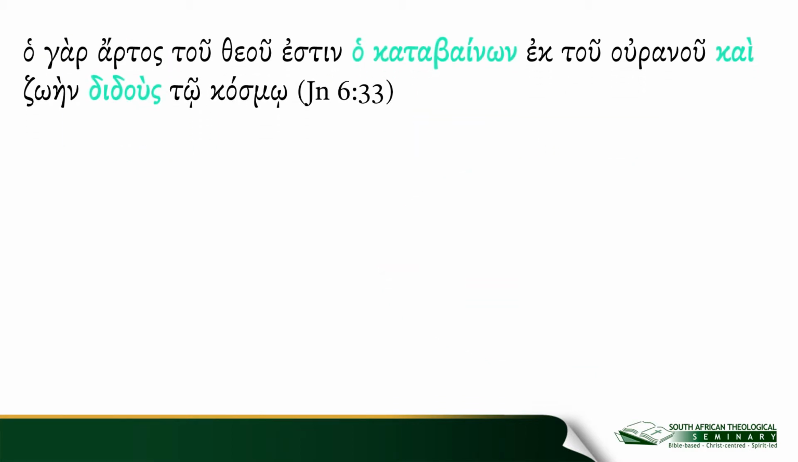Let us now consider the syntactical relationships in this text. Since verse 33 provides additional information to what is being said by Jesus in verse 32, the verse starts with an explanatory conjunction gar, which is translated as for. Next we have the subject ho artos tou theou and the main verb estin.